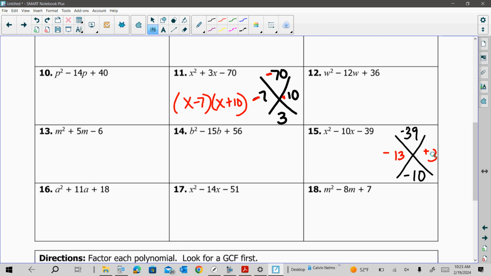Whenever we're making a negative, we need to find the difference between the two to find the middle number. So this would be x minus 13, x plus 3.